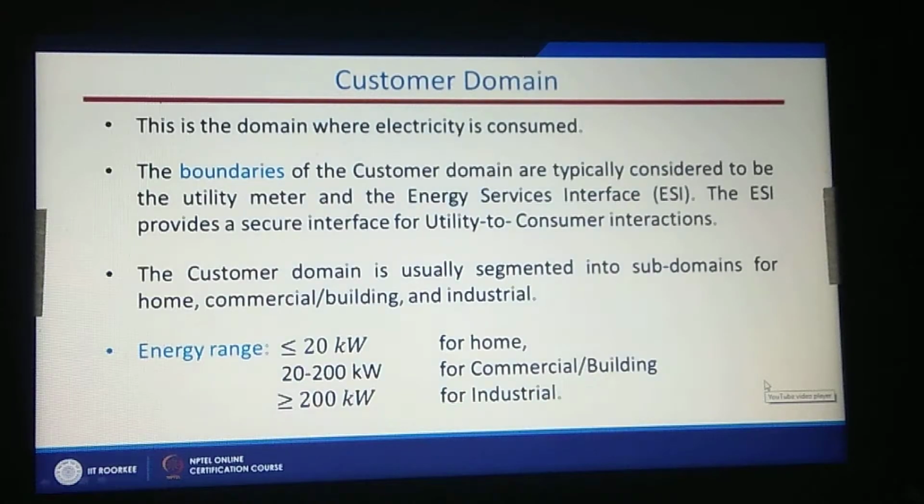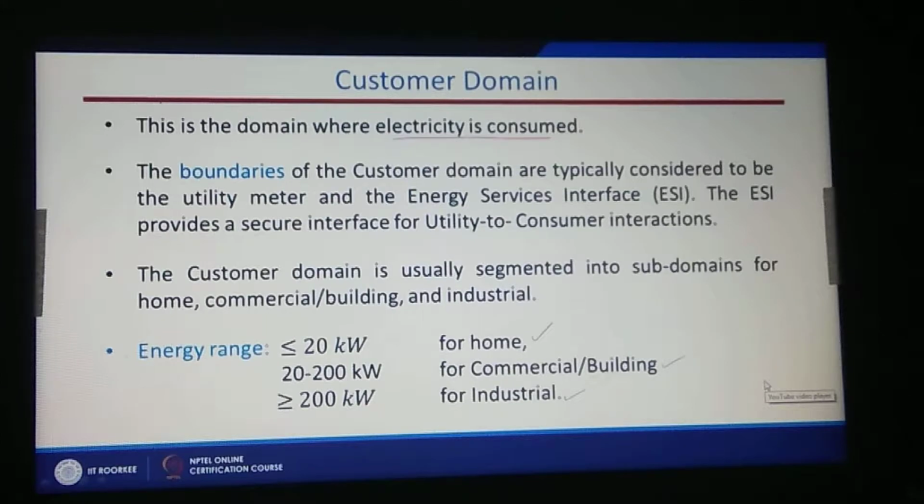Welcome to the first, the customer domain. In the customer domain, as I said, the customer is the end user part which consumes the power. This is where the electricity is consumed. And these customers are basically of 3 types. The first one is our home customers, that is home equipment where we use the power. The second one is the commercial or building consumers, where the power is consumed in the commercial buildings or commercial sectors. And the third one is the industrial power sector or industrial consumers.